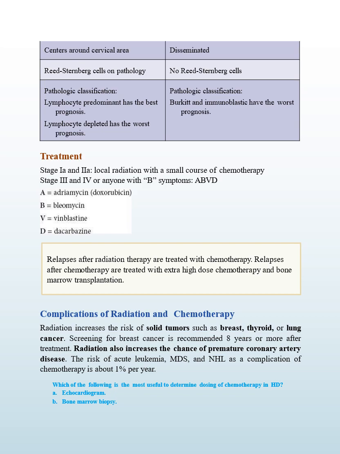Hodgkin lymphoma, there is a pathological classification. If it's lymphocyte predominant, it is the best prognosis. If it is lymphocyte depleted, it is the worst prognosis. For non-Hodgkin lymphoma, the pathological classification is Burkitt, and immunoblastic have the worst prognosis.